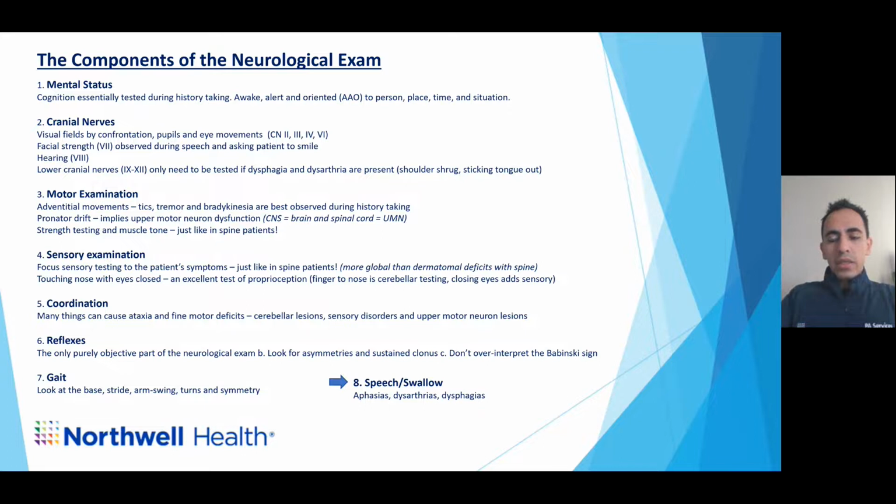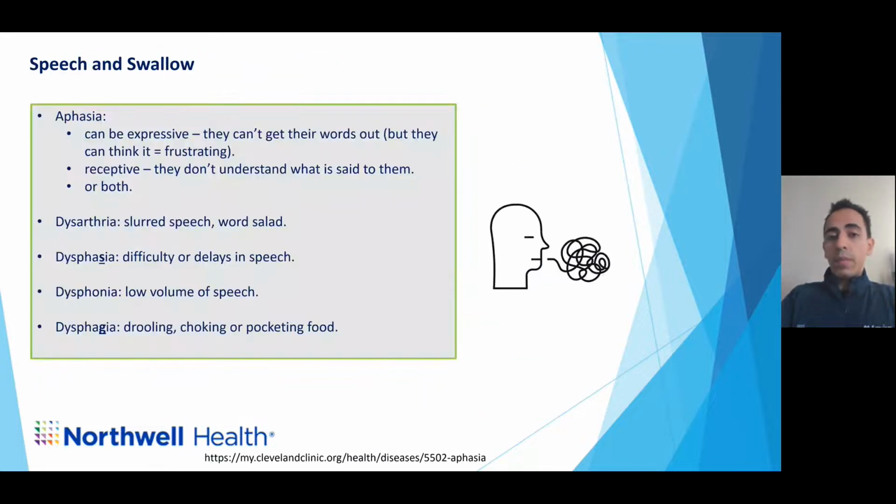The next is speech and swallow. This is where you as bedside nurses are really great at picking these things up. You'll pick these up before anybody else does. And they can be various. They can be an aphasia. And aphasias can be expressive, receptive, or both.